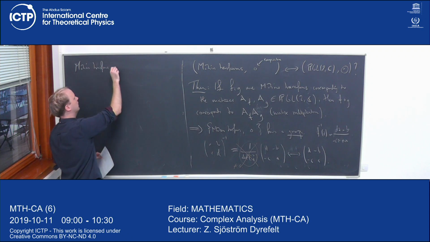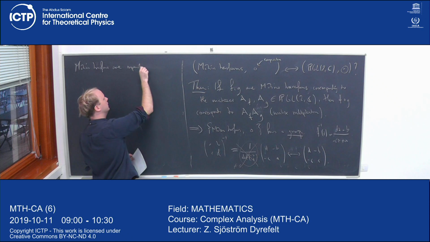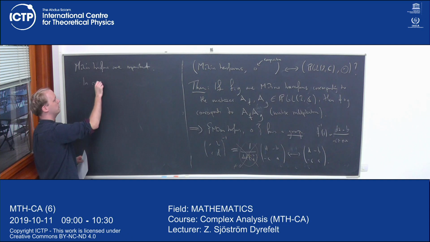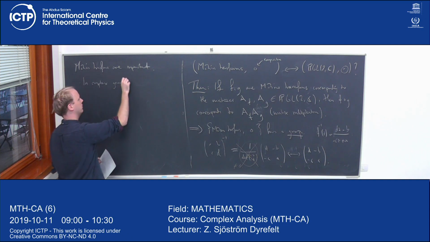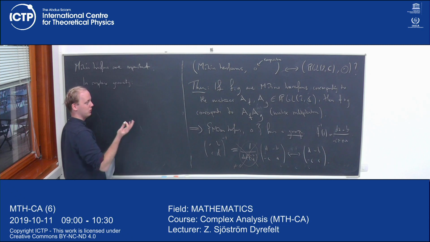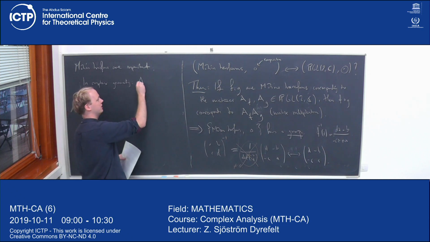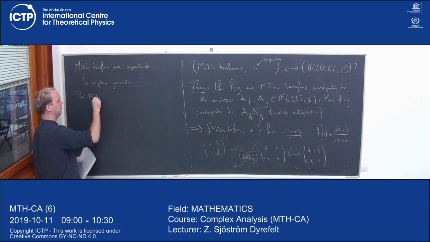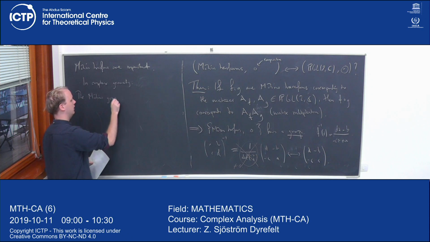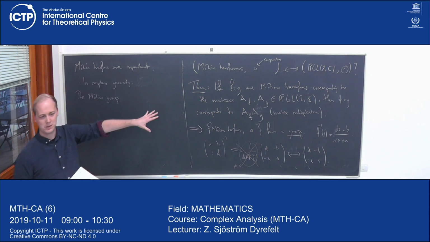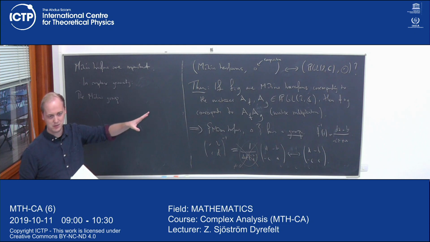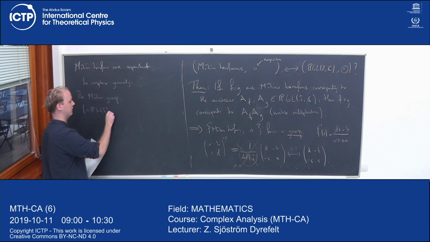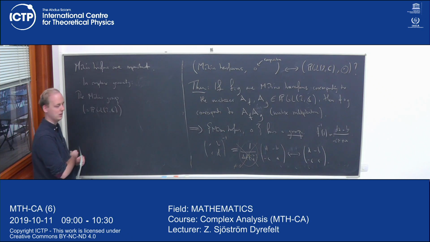Okay, so Möbius transforms are important for many reasons. They are important in complex geometry or in geometry. This is just some kind of motivation, a side remark. So this Möbius group is this group I just defined. It's the group of all Möbius transformations with composition, which is PGL. Okay. We have identified that this is isomorphic as groups to PGL.